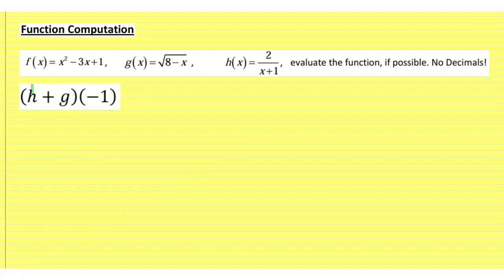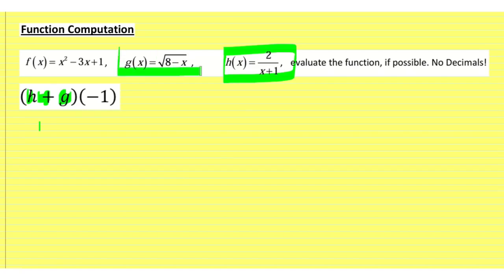Okay, our next problem says that we're going to take the h function, and we're going to add the g function. So here is my h function, and here is my g function. Okay, so I've got 2 divided by x plus 1. That's the h function. I'm going to add them. So g function is plus radical 8 minus x.